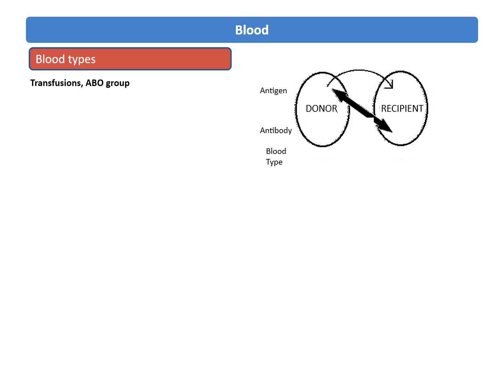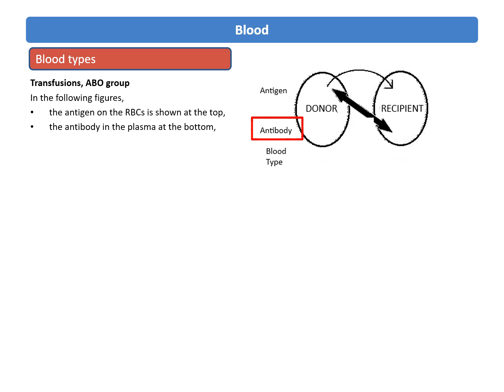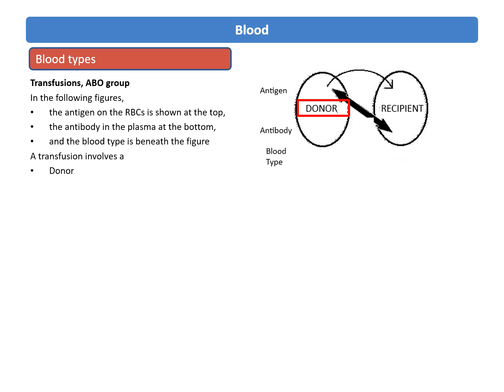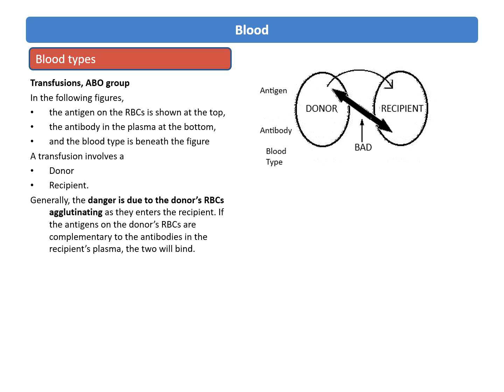Let's look at transfusions as they affect the ABO group. In the following figures, the antigen on the red blood cells is shown at the top, the antibody in the plasma at the bottom, and the blood type beneath the figure. A transfusion involves a donor and a recipient. Generally, the danger is due to the donor's red blood cells agglutinating as they enter the recipient.